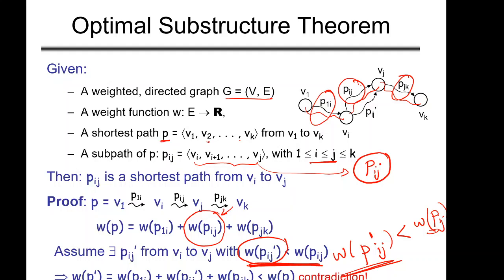If P is the shortest path between V1 to Vk, there exists no other path which has weight less than w(P). So this is the contradiction, and therefore we can say that Pij is also a shortest path between Vi and Vj. In this way we can prove that it follows the optimal substructure property.